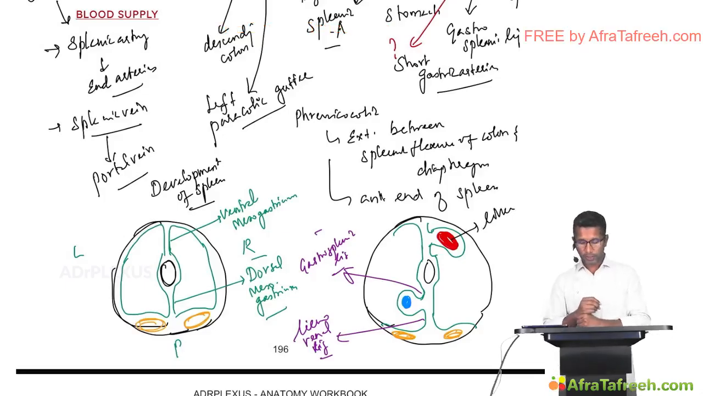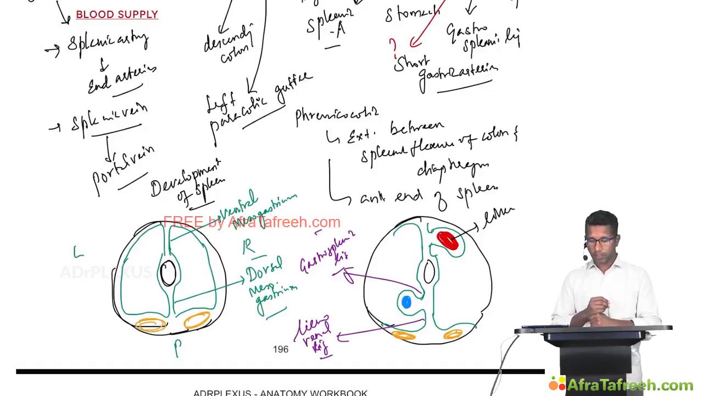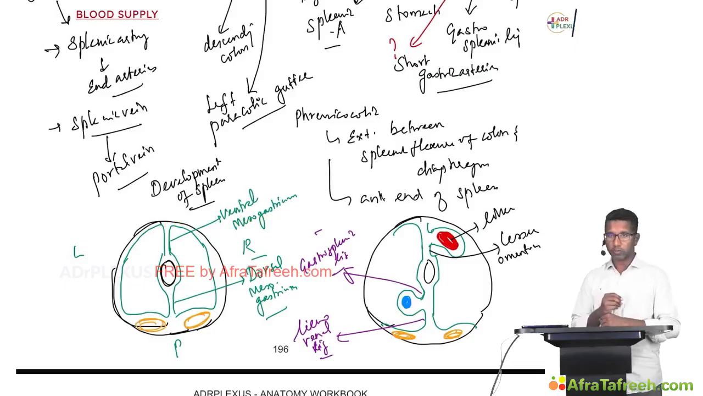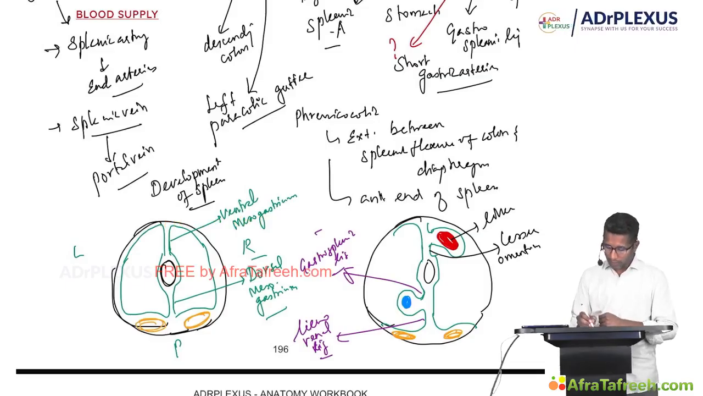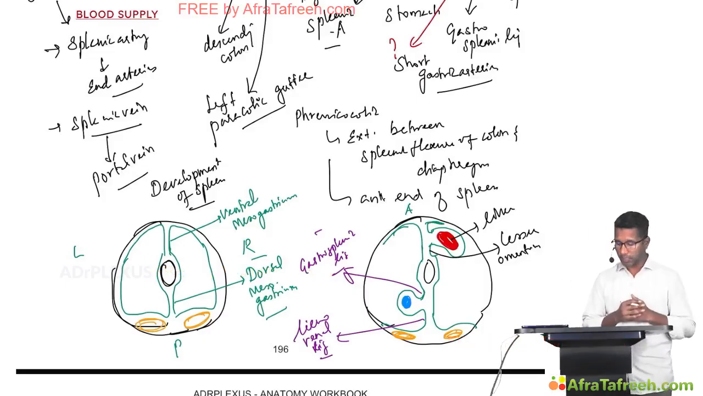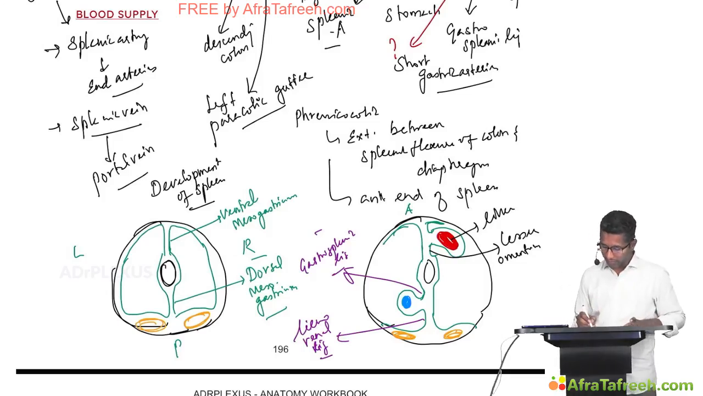Now the portion of the ventral mesogastrium extending between the liver and the stomach forms the lesser omentum. And the portion of the ventral mesogastrium extending between the liver and the anterior abdominal wall, this is the anterior abdominal wall, becomes the falciform ligament.